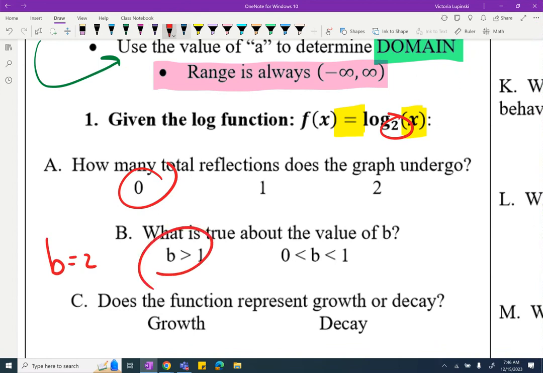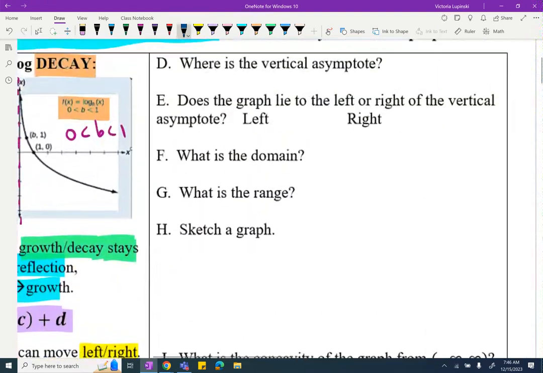In order to answer question C, you have to compare your answers to A and B. It started off with B is greater than 1. That means growth. There were no reflections, so that means that it stays growth. Any questions on that? Again, same problem, now picking up on the right here.